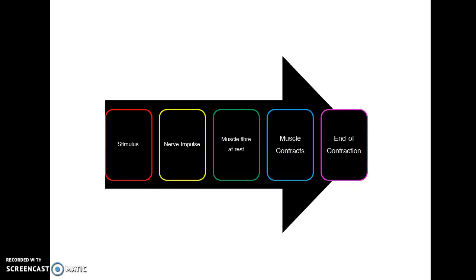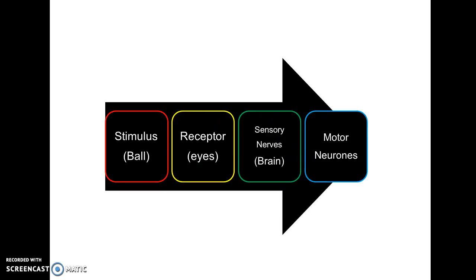On this slide you can see the stages of a muscle contraction. The first stage is there is a stimulus in the environment, for example, a ball coming at you. Then your eyes, the receptors, a sensory organ, send a stimulus which causes the sensory nerves to respond and send a signal to your brain.